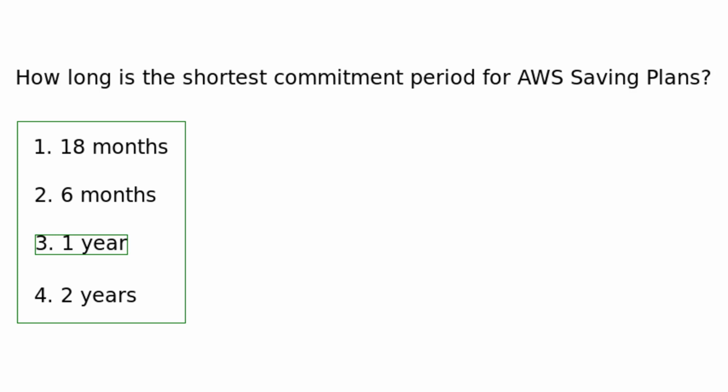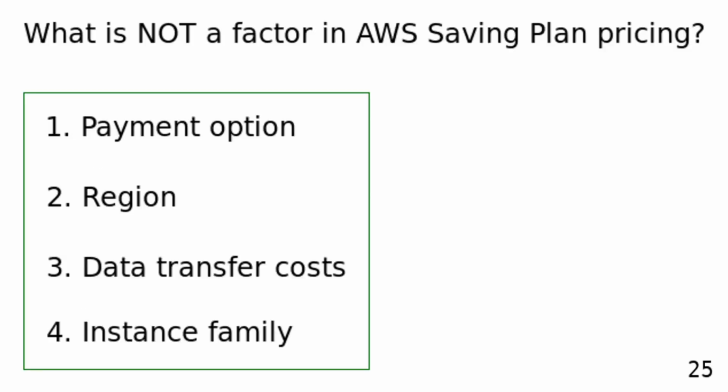AWS offers flexibility with commitment terms, allowing customers to choose between 1 year and 3-year saving plans. What is not a factor in AWS saving plan pricing? Payment option. Region. Data transfer costs. Instance family.